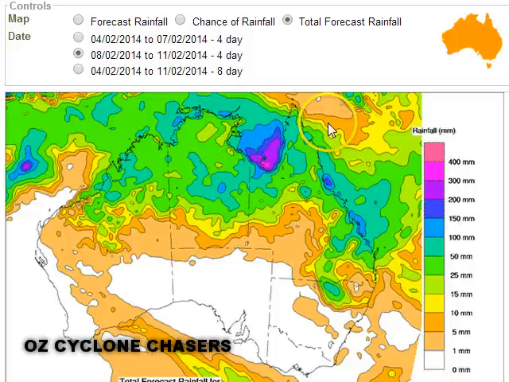So anyway, we live in hope as this trough system from the Coral Sea pushes west, and for these people up north, you're in for still more and more rain over the next week.